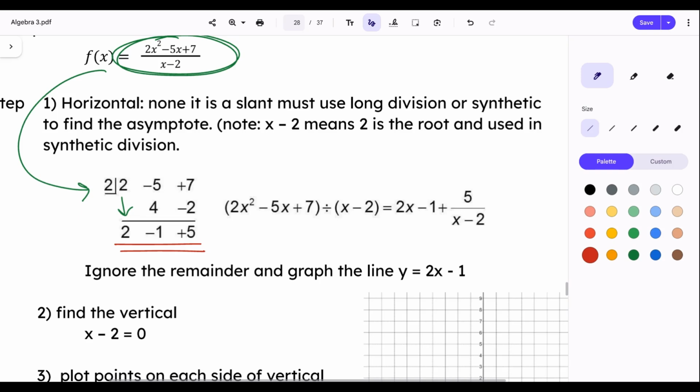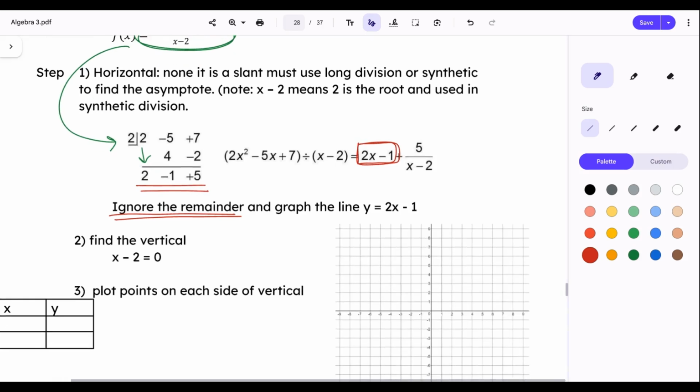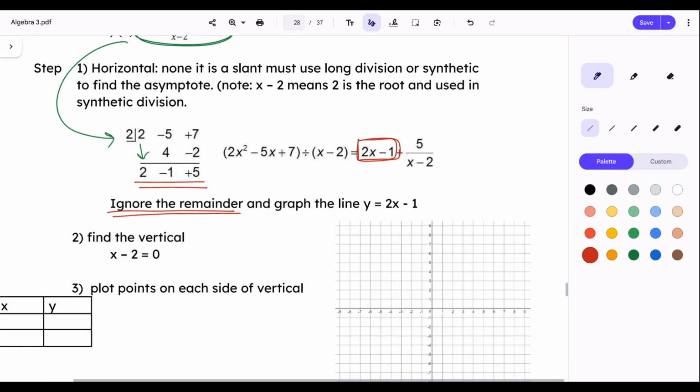When you're dealing with the slant, you get to ignore the remainder. And you only have to graph the line that you came out with. That's like the clean, depressed polynomial. So in this case, it would be the 2x minus 1. We're going to graph that line. So I'm going to stop here for a second. I'm going to come to my graph, and I'm going to graph this line y equals 2x minus 1.